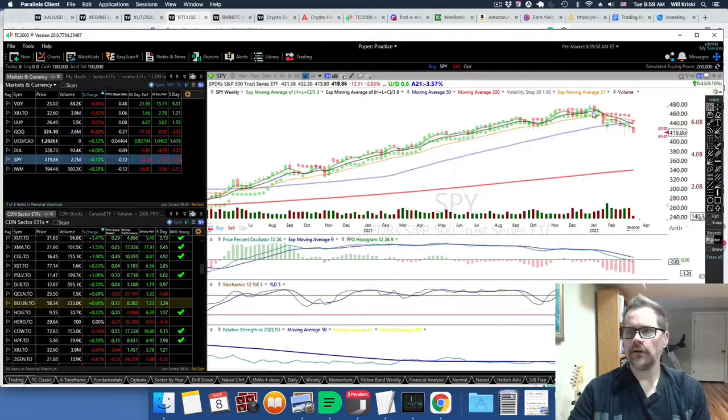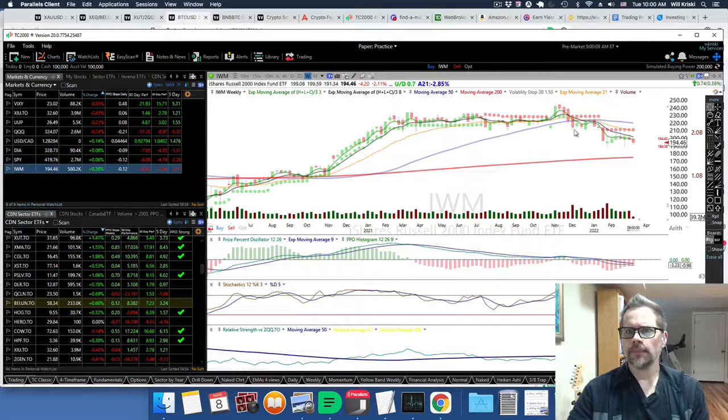S&P 500, same scenario. Momentum downward. And what else? Russell 2000, same sort of scenario. This is the weekly candle right here. So they're all in downtrends. And the question is just where they're going to turn around. That's the question.